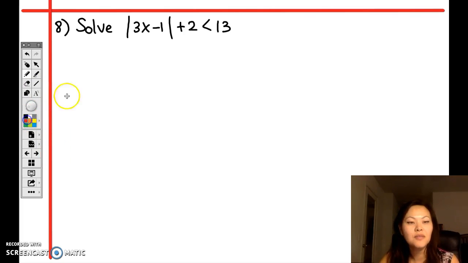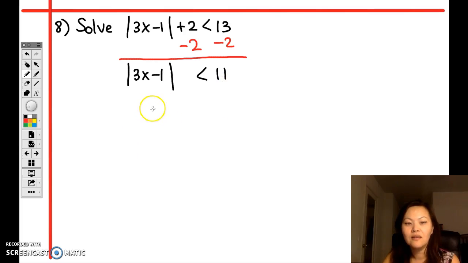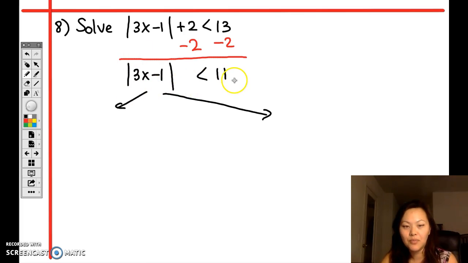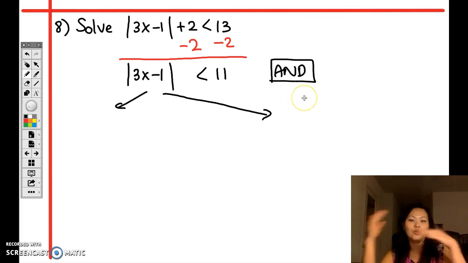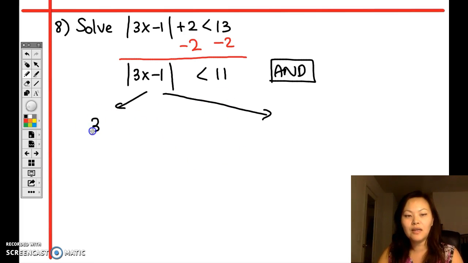So this is the same thing. We're going to go ahead and subtract 2 from both sides. And so then now I have the absolute value of 3x minus 1, and that is less than 11, right? So from here, we have to separate it into two cases. Because the absolute value is less than a number, we know that this is an AND inequality. That means the answers have to overlap, right? The answers will be overlapping. So let's go ahead and separate it.